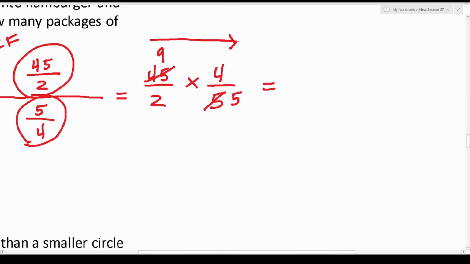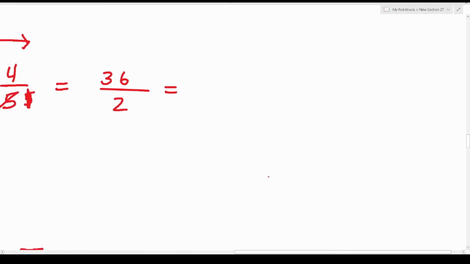Again, this is 9 times 4. 9 times 4 is 36, of course. And this should be a 1 here. I don't know why I wrote 5 over 2 times 1, which is just 2. So this becomes 36 divided by 2.